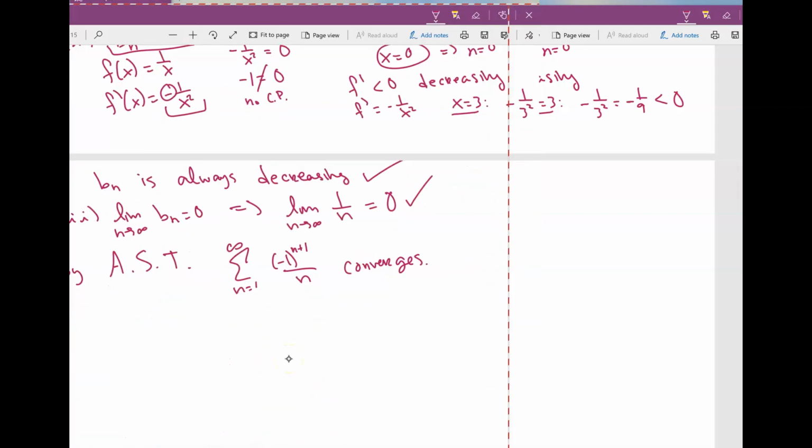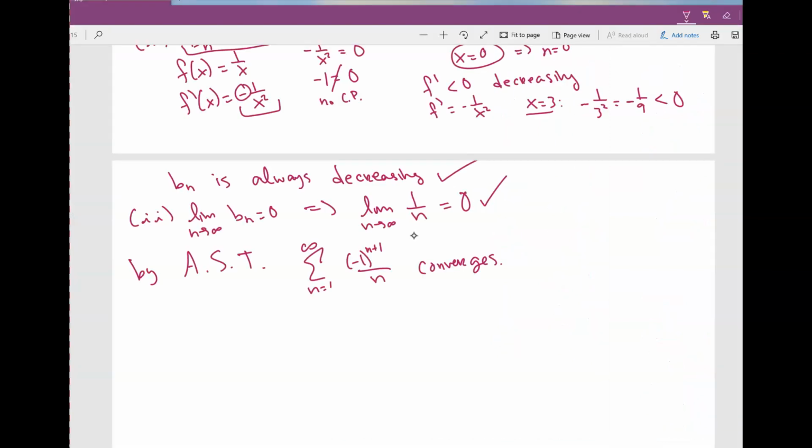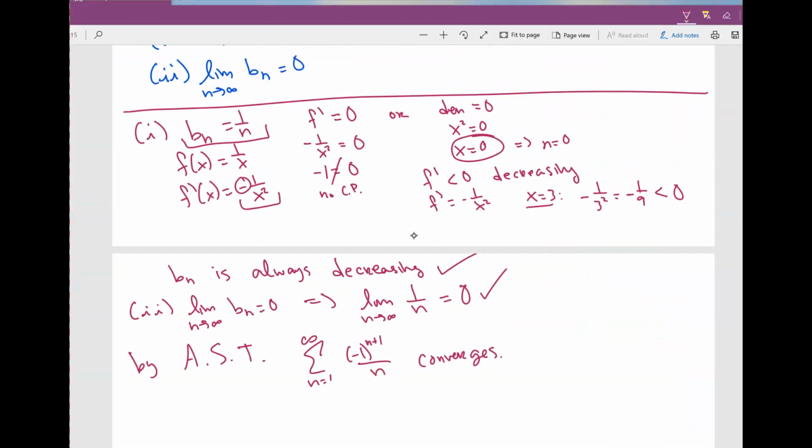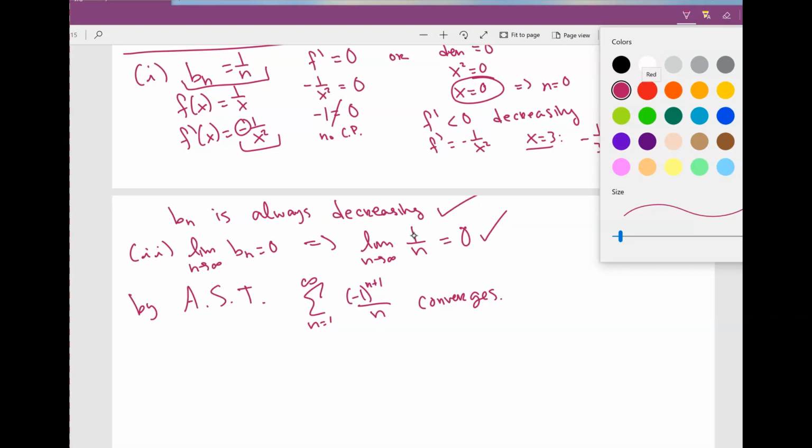So there's two different things that you want to be able to do. You want to make sure that you show that it's decreasing and then that the limit is equal to 0. Okay, so now let's do another problem.